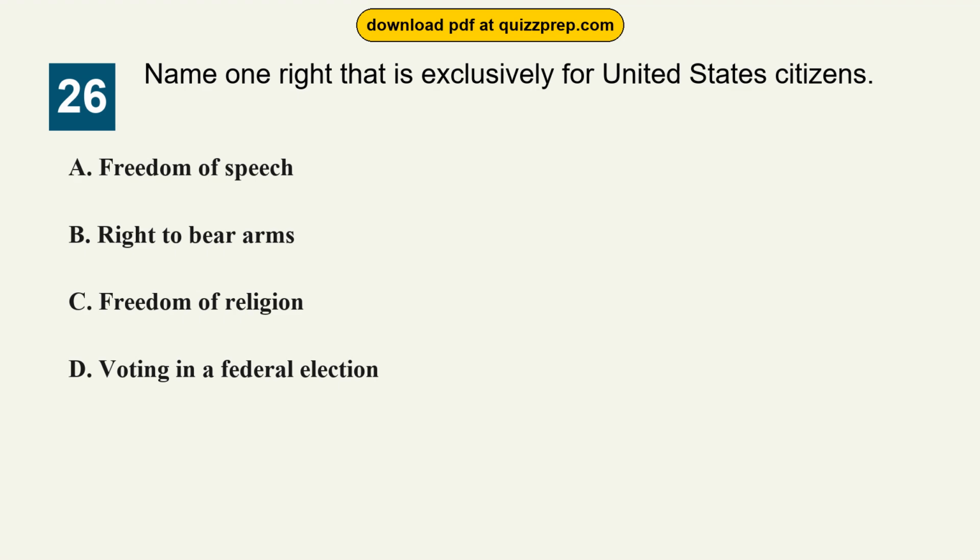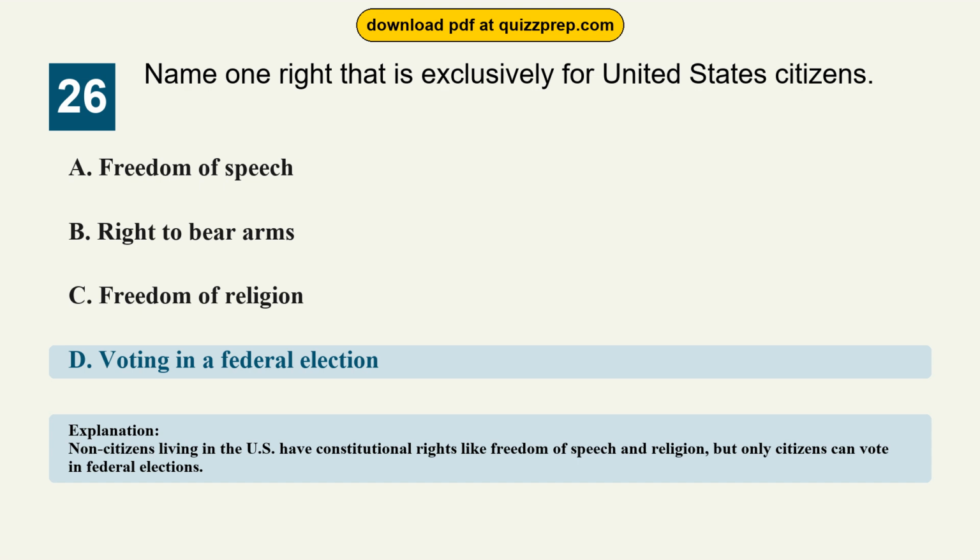Question 26. Name one right that is exclusively for United States citizens. Option A, freedom of speech. Option B, right to bear arms. Option C, freedom of religion. Option D, voting in a federal election. The correct answer is option D, voting in a federal election. Non-citizens living in the U.S. have constitutional rights like freedom of speech and religion, but only citizens can vote in federal elections.